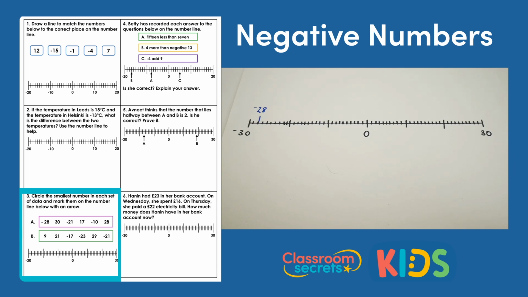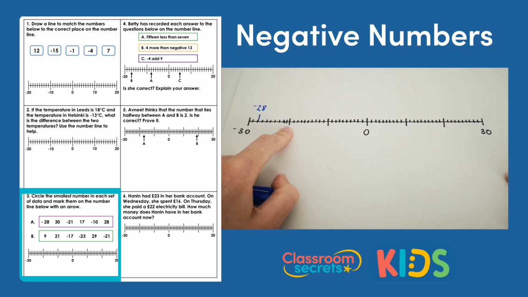So set B then, we've got the numbers 9, 21, negative 17, negative 23, 29 and negative 21. Again, because we're looking for the smallest number, we can rule out any positive numbers. So that leaves us with negative 17, negative 23 and negative 21. Applying what I've just said then, negative 20 would be there and negative 17 would be there. So negative 17 is not the smallest.